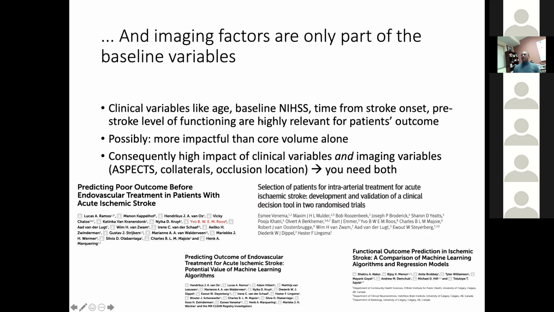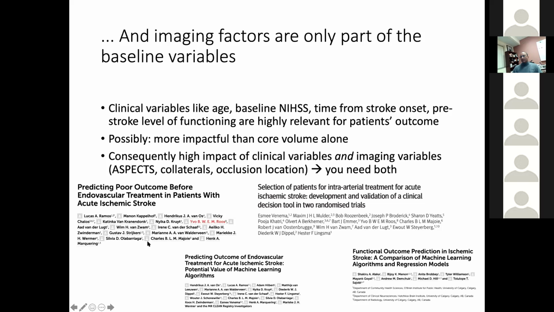So there are clinical variables like age, baseline NIHSS, time from stroke onset, pre-morbid functioning that are there at the time of decision making. And it's also possible, and we will come to the issue of core, that many of these factors may actually be more impactful than what the imaging is. And then there is the other issue, that the factors come in after the point of decision making. And there are many people who have written about it. Obviously, you guys have been leading the charge on this.